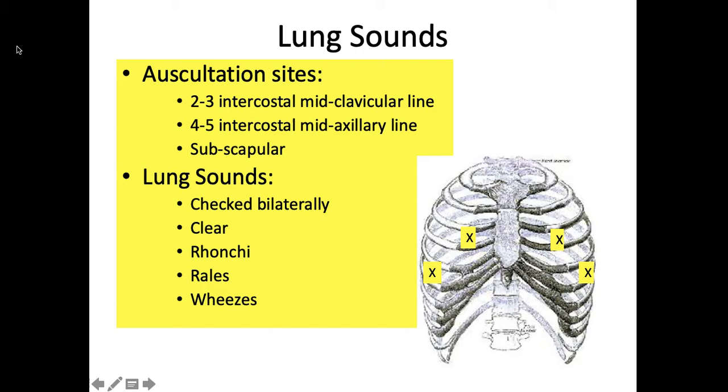Just be aware that if you hear wheezes, it means there's less oxygen, less air being passed down into the alveoli. So these people are probably working hard to breathe. You're probably going to see accessory muscle use, probably going to see labored respirations with them.